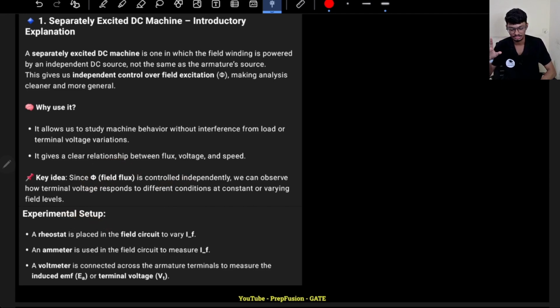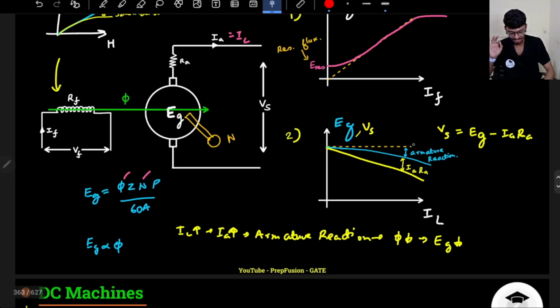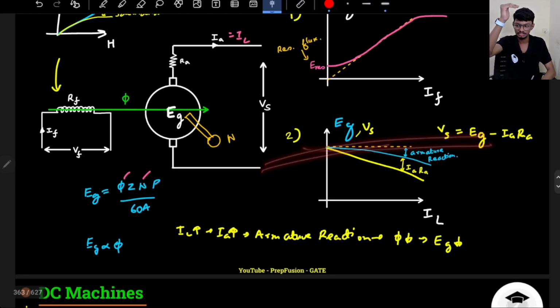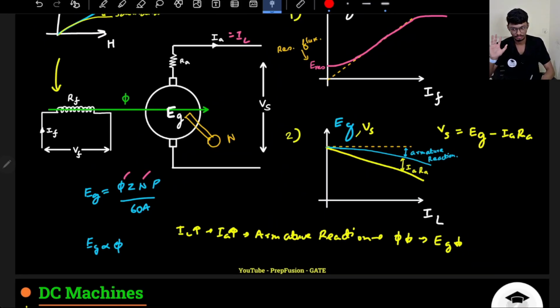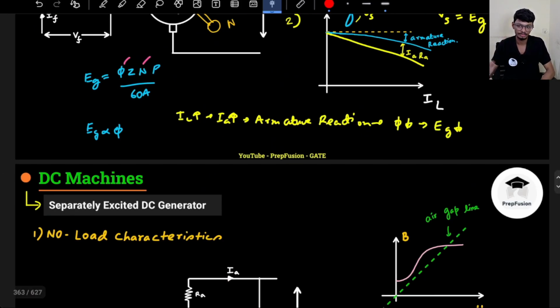Key ideas: since flux is controlled independently, we can observe how the terminal voltage responds to different conditions at constant or varying field levels. One thing I noticed, due to armature reaction, the voltage waveform will shift now. It will always happen, right? Because the generated EMF will get reduced because the flux will be reduced, right?